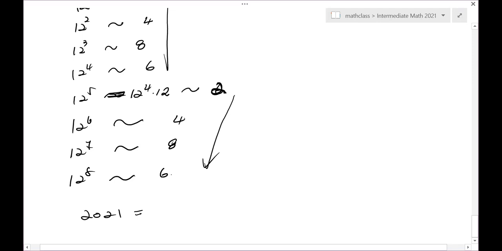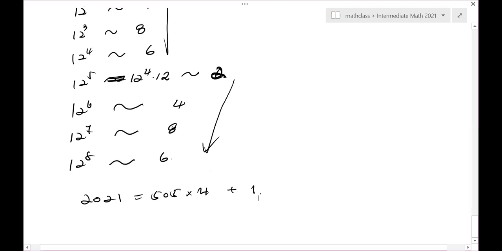Now, 2021, if you divide by 4, I just want to know how many blocks of 4 integers there are from 1 to 2021. Actually you can divide by 4: 505 times 4, but then there's an extra one. So if you divide by 4, the quotient is 505 and the remainder is 1.